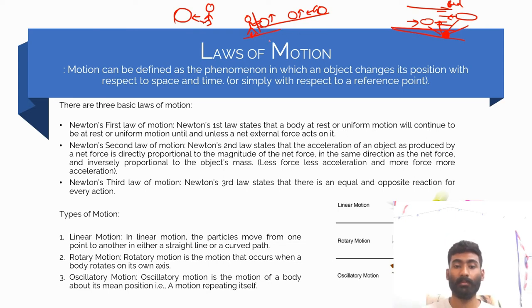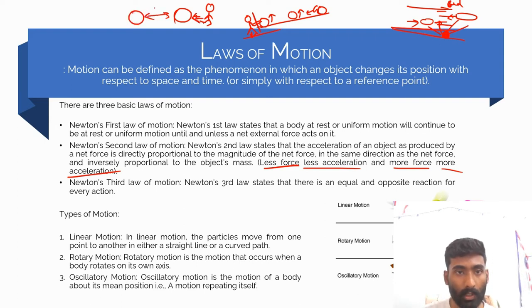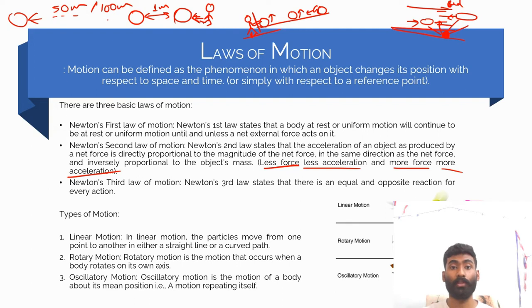Newton's second law of motion states that the acceleration of an object produced by a net force is directly proportional to the magnitude of the net force, in the same direction as the net force, and inversely proportional to the object's mass. Or simply, less force, less acceleration, more force, more acceleration. So you kick with less force, it will go, suppose, 1 meter. But if you hit it with all the force you have got, it may move 50 meters, 100 meters, whatever, depending on the force you apply.